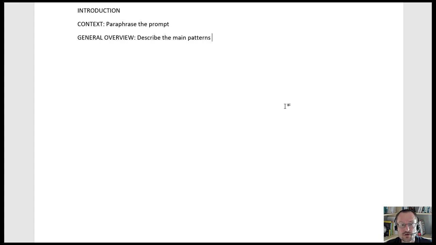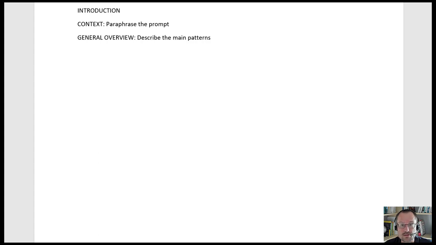So the structure is very similar to Writing Task 2. Again, in Writing Task 2, in the intro, you start by paraphrasing the prompt, and that gives you the context. Then you follow up with a thesis statement, which summarizes your position and the main reasons for the position. Well, here, because it's not an argument, we don't call it a thesis, but it's a general overview that summarizes the main patterns in the graph.